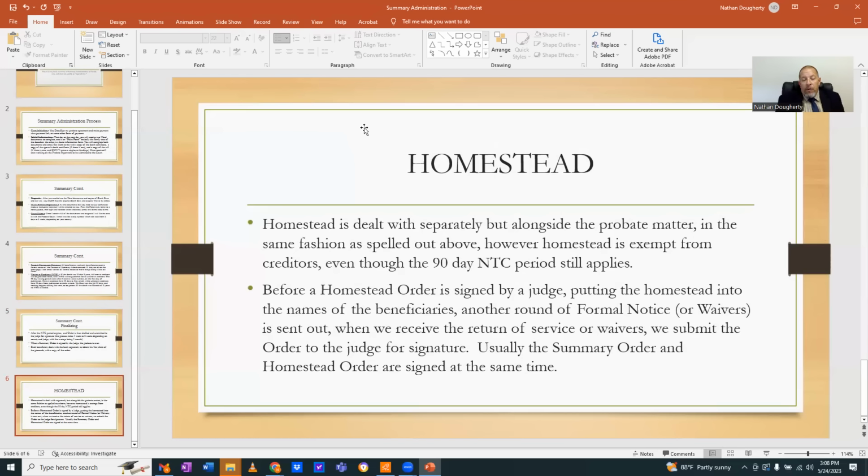So if it's within 2 years, it's going to take 90 days before I could submit that order. If it's outside of 2 years, then we don't have to do a notice to creditors, and we could get you your homestead order very quickly. Now, before a homestead order is signed by a judge, putting the homestead into the names of the beneficiaries, another round of formal notice. Remember the certified mail we talked about earlier? That will be sent out, or I will prepare waivers for everybody to sign and return to me. And then I submit those to the court.